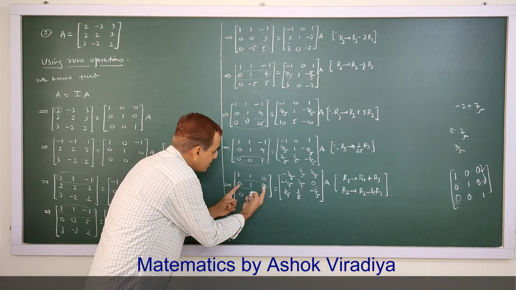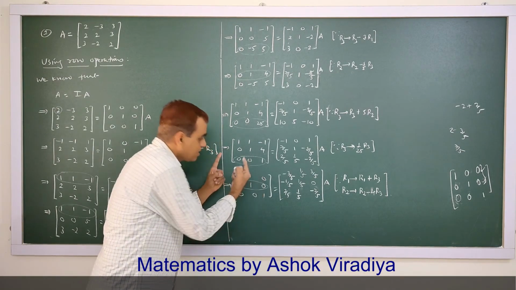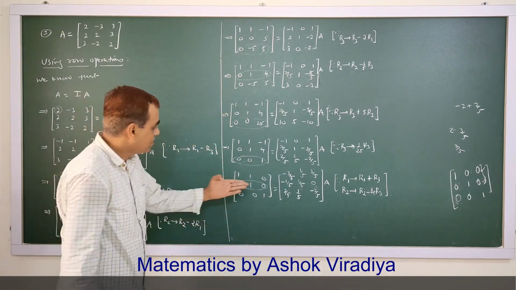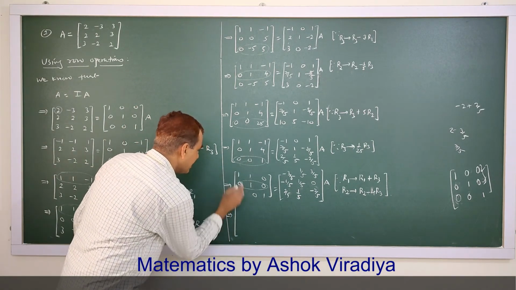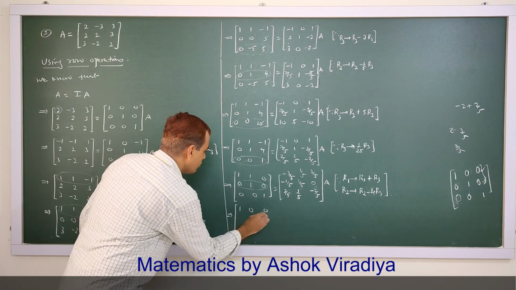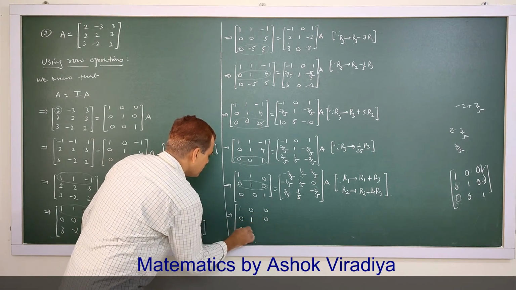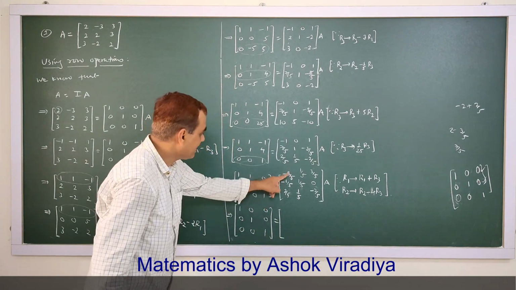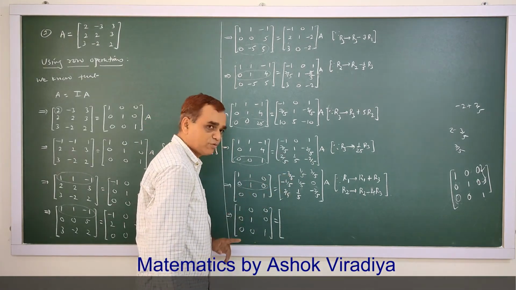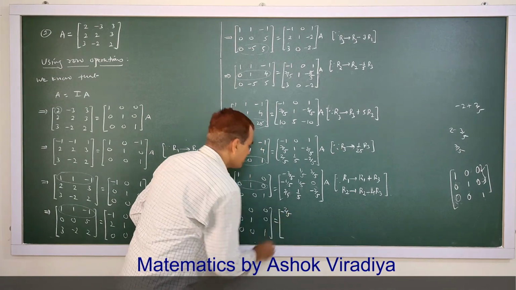Because of these two zeros, these are not disturbed. This will not be disturbed. So subtracting this here, subtracting here 1, 0, 0, 0, 1, 0, 0, 0, 1. Subtracting here minus 3 by 5 plus 1 by 5. So minus 2 by 5.